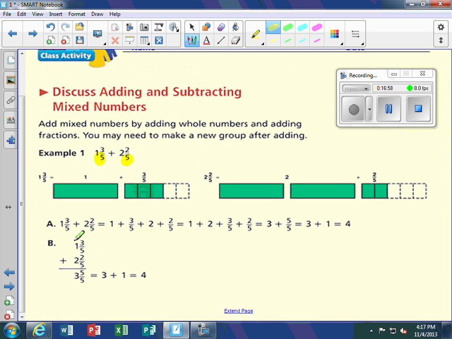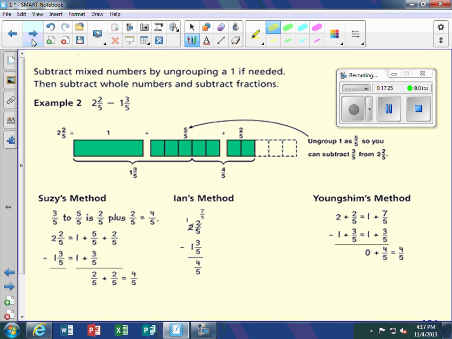I like to set them up like this, so this is the way I would show you to do it. 1 3/5 plus 2 2/5. 3 plus 2 is 5/5. 1 plus 2 is 3. Now, 5/5 is equivalent to one whole, so really it's 3 plus 1, which is 4. So copy this down as an example and write down just adding and subtracting mixed numbers. And then we'll work a few more.